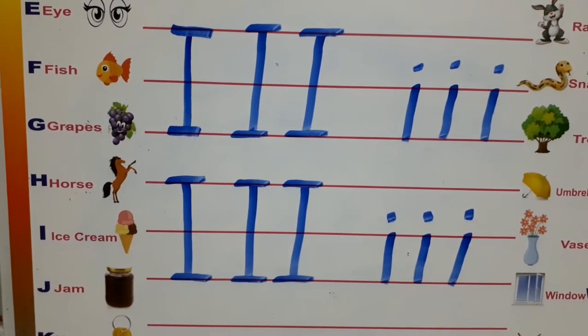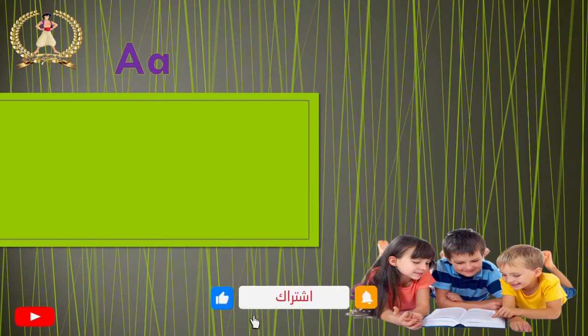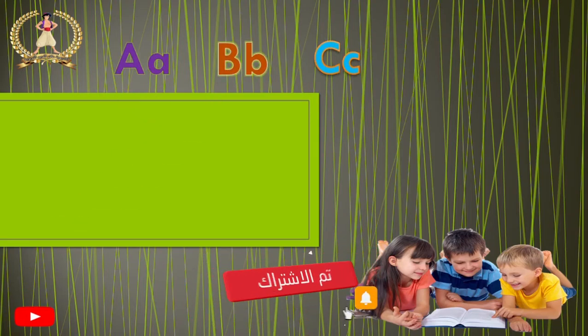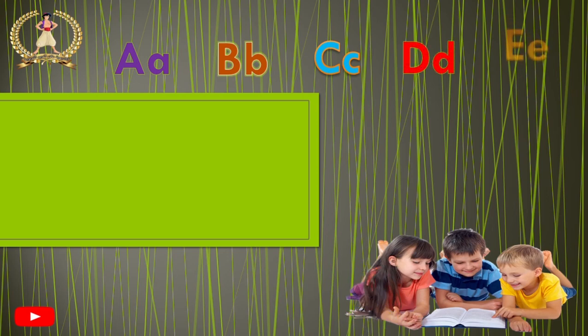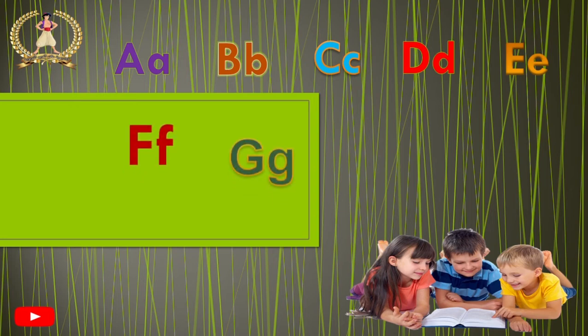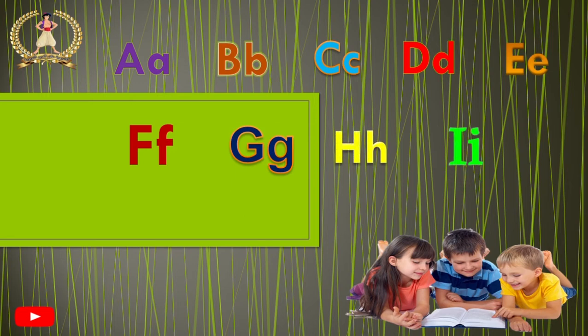ودلوقتي جه ميعاد الريفيجن بتاعنا. Now we know letter A, B, C, D, E, F, G, H, and letter I. يلا مع بعض نراجع الحروف مرة تانية.